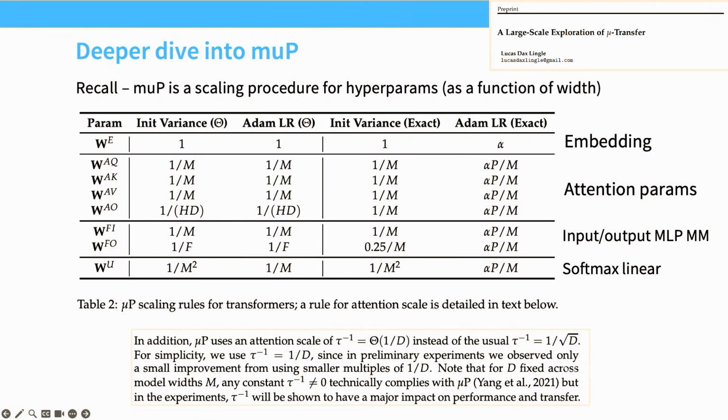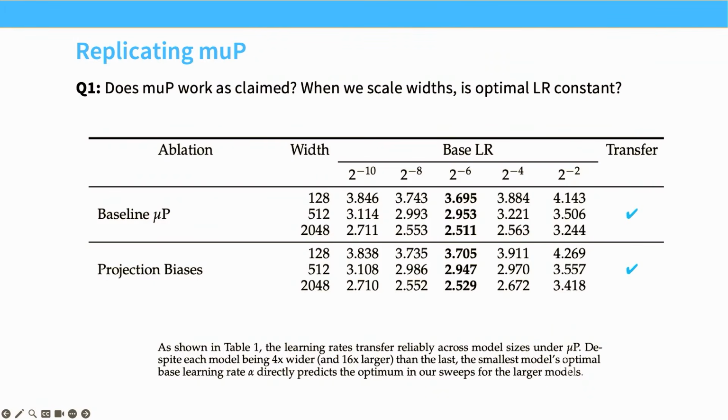And so, depending on how you do things, Adam is going to have a certain learning rate as a function of different components of the network. So you have an embedding parameter, attention parameters, input-output MLPs, or softmax linears. All of those are going to have different kinds of scalings under mu p, as well as not mu p scaling rules. And the interesting thing here is that particular paper replicated a bunch of the mu p results for language models trained at different scales.